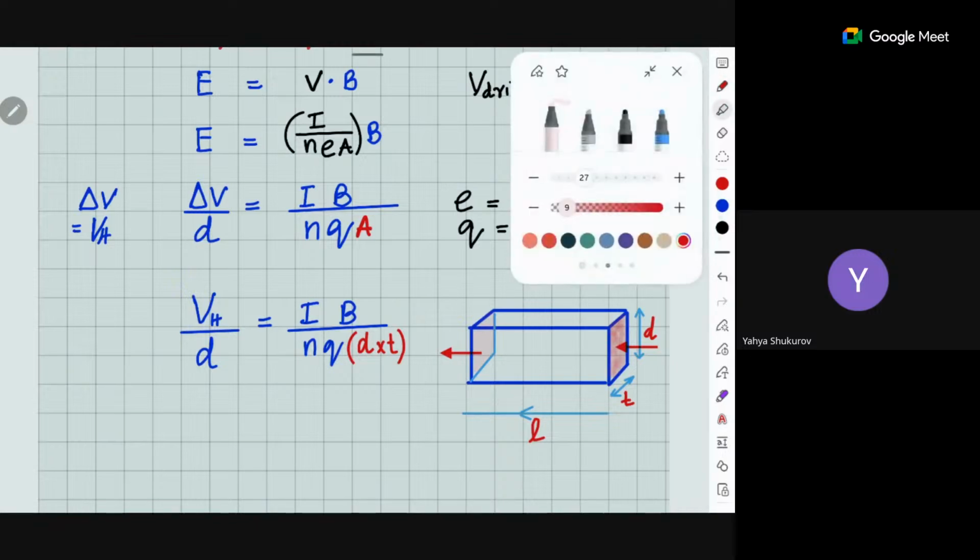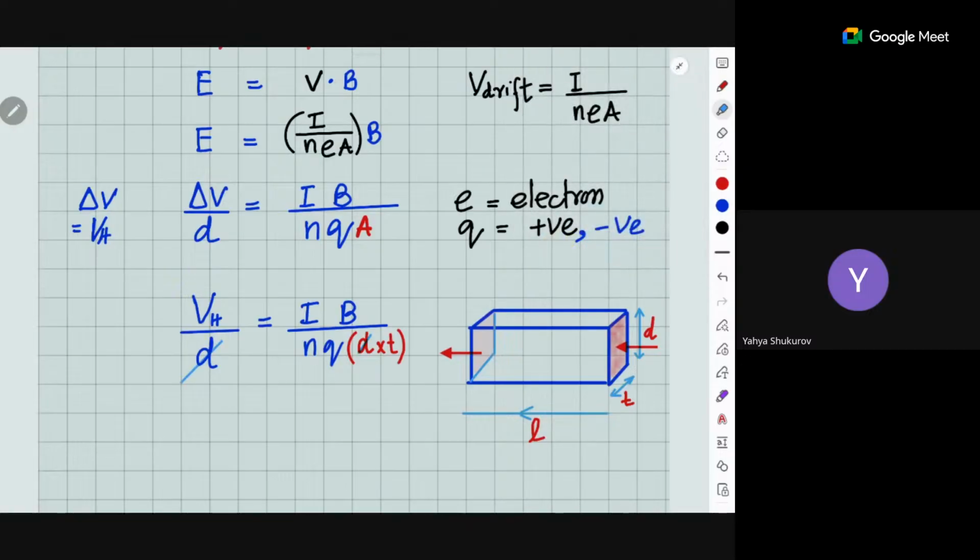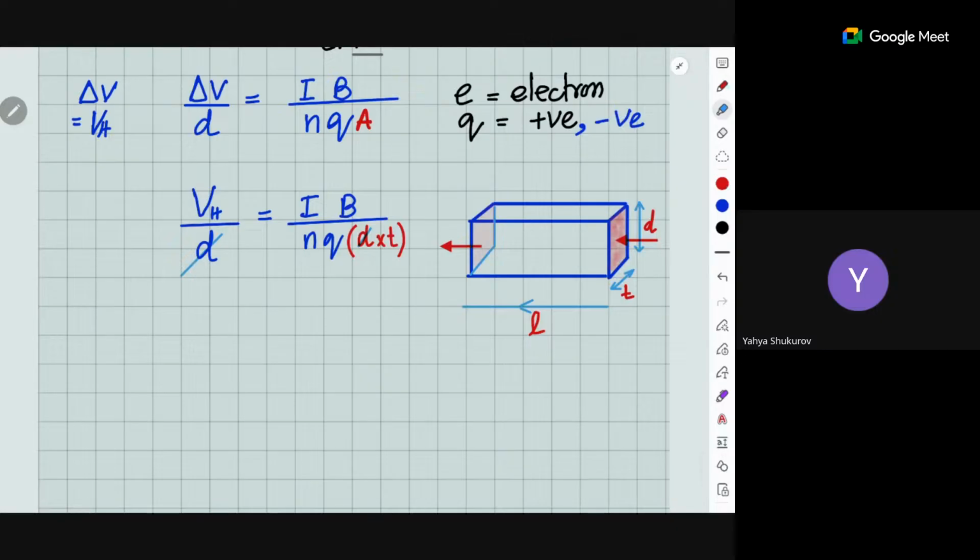Now your D on this side and D on this side is cancelled out, and you got the value of Hall voltage as V Hall equal to IB divided by NQT. Is this clear to all?